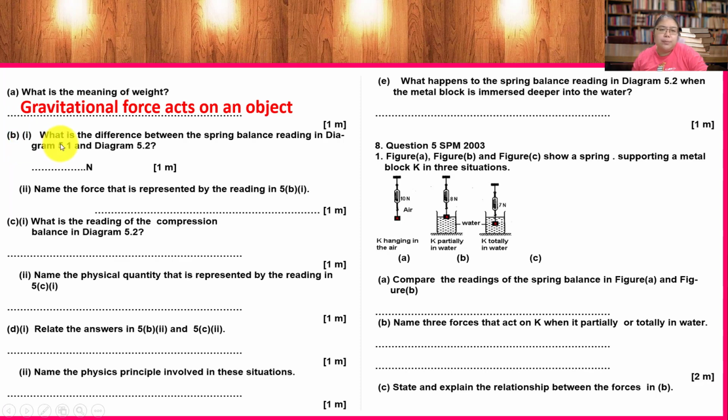Okay, B. What's the difference between the spring balance reading in the diagram 5.1 and 5.2? So we find what is the difference. One is 8, another one is 6. So the difference must be 2 Newton.